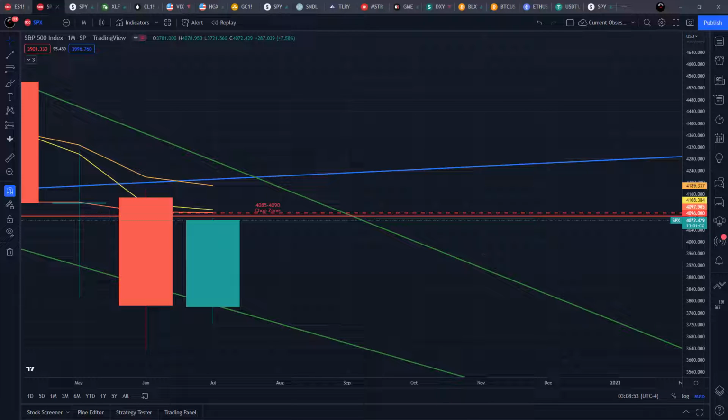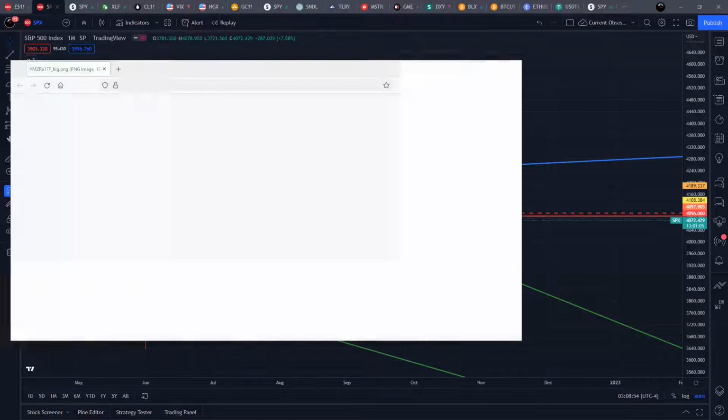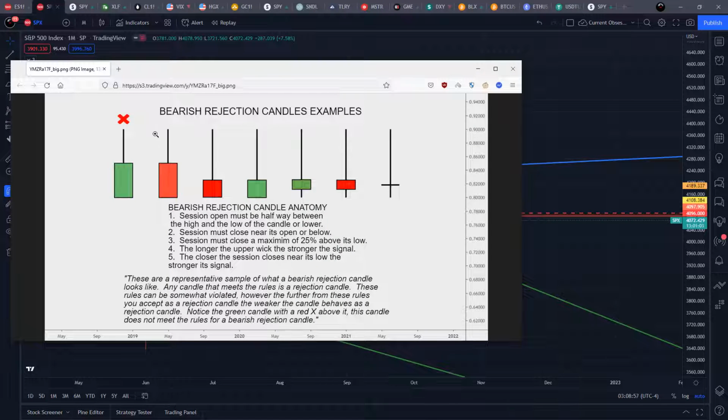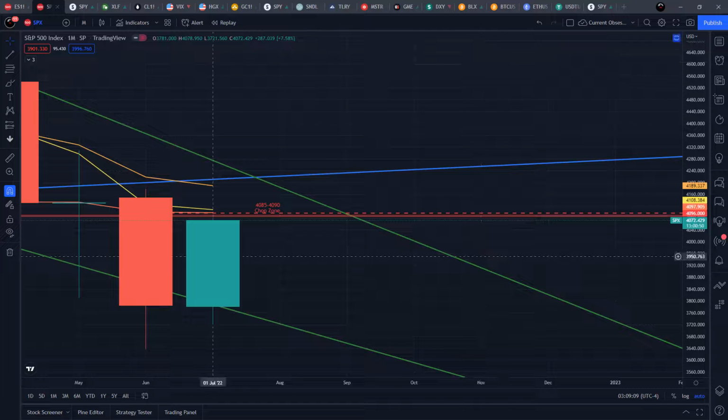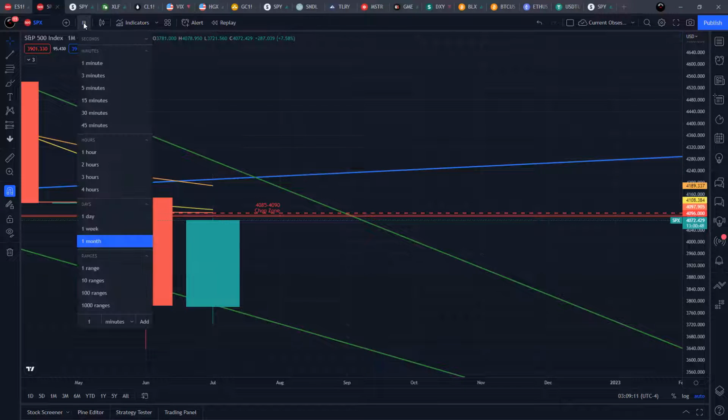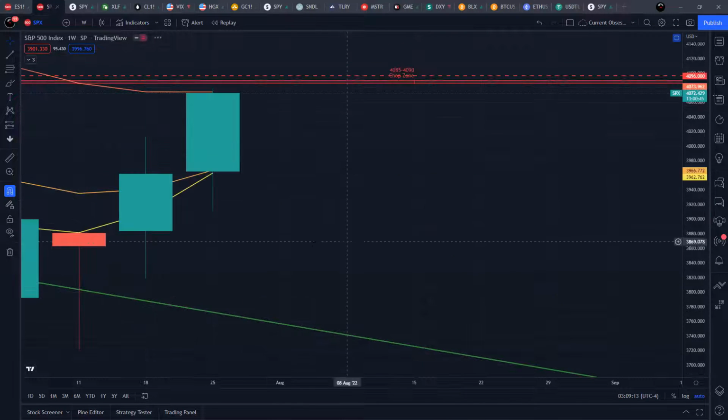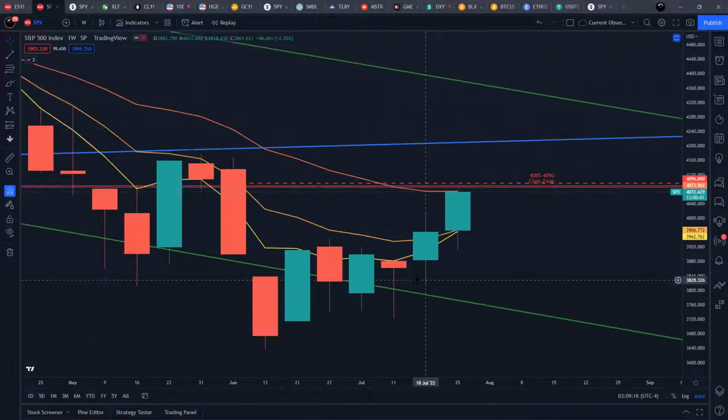But this is me basically saying I don't believe this works. Something like this. The second and third, I just randomly Googled an image, by the way. The second and third wicks are kind of what I'm looking for on the monthly on SPX. Remember, I'm on SPX.